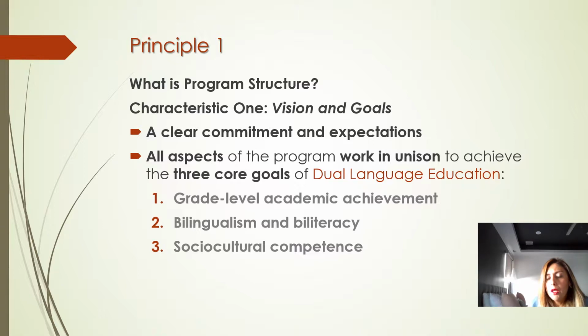First, for Principle 1, we should understand what program structure is. The program structure refers to the organizational work involved in establishing an effective dual language program. Characteristic 1 is the vision and goals of the program, which means it has a clear commitment and expectations. All aspects of the program work in unison to achieve all three core goals of dual language education: grade-level academic achievement, bilingualism and biliteracy, and sociocultural competence.